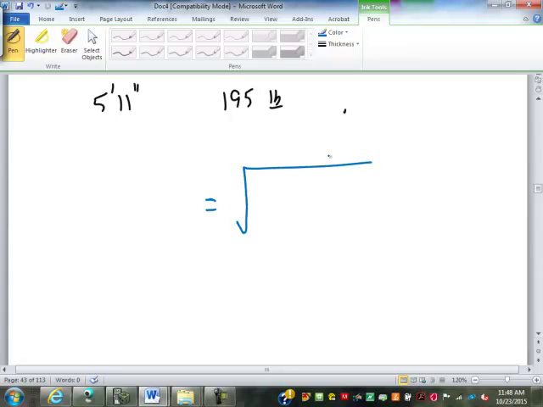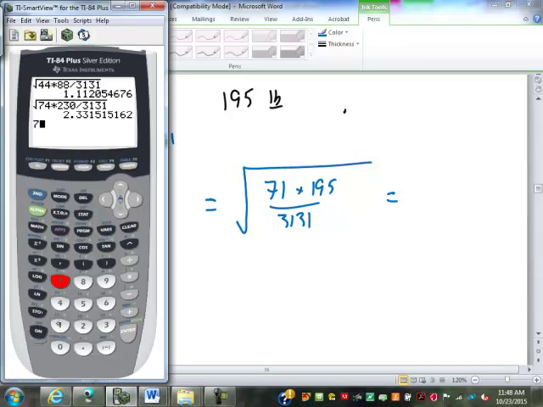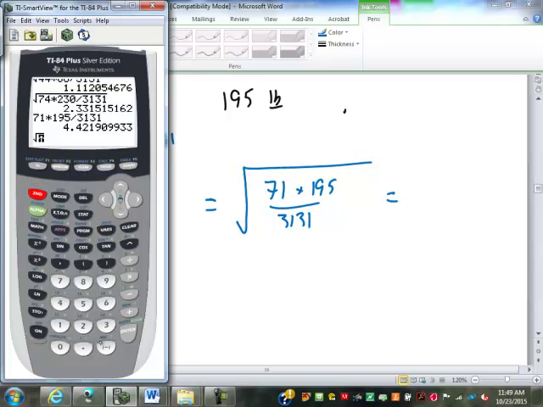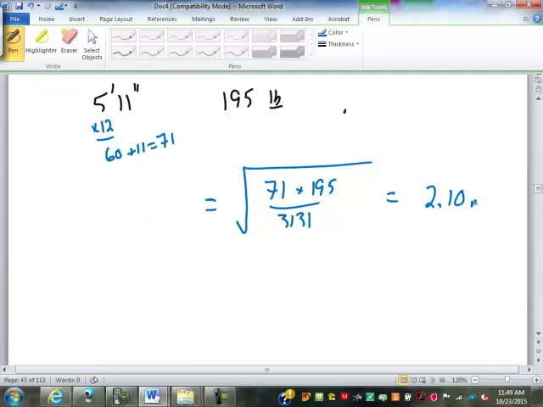So how many inches tall is this patient? 71. Very good. 5 times 12 is 60, plus 11 is 71. So 71 times 195 over 3131. I forgot to hit the square root, but I can put that in there now. So 2.10. Perfect. Meters squared.